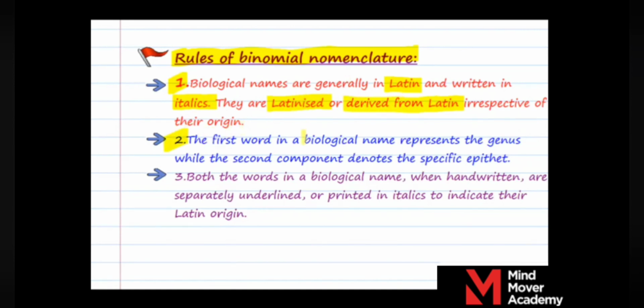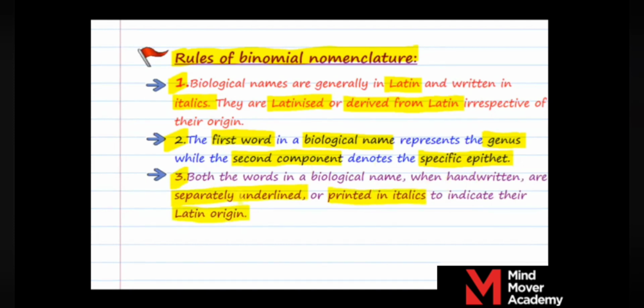The second rule, the first word in a biological name represents the genus, while the second component denotes the specific epithet. So we had studied that there are two components of a biological name in binomial nomenclature, that is the generic name and the specific epithet. So the first word represents the generic name or the genus, and the second component denotes the specific epithet. The third rule, both the words in a biological name when handwritten are separately underlined or printed in italics to indicate their Latin origin.